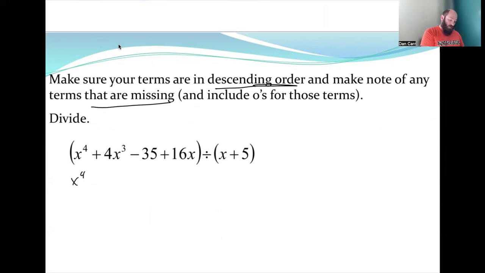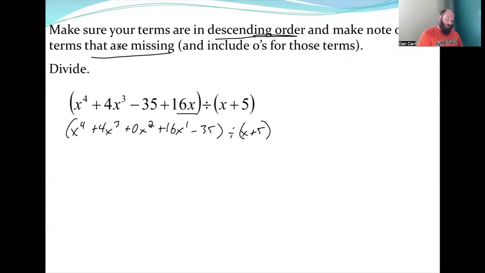Okay, so for example, let me rewrite this a little bit. I'm going to do x to the fourth plus 4x cubed. There is no x squared value, so I'm going to call it 0x squared for now. And then instead of writing the 35, I'll go with a 16x because that's 16x to the first. And then minus 35. Okay, so that is being divided by x plus 5.